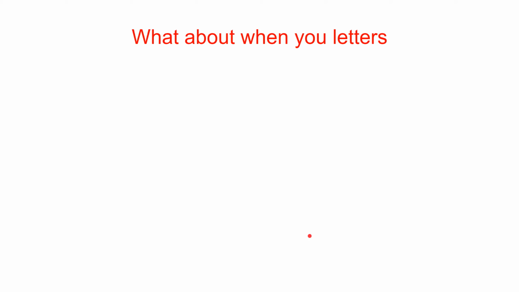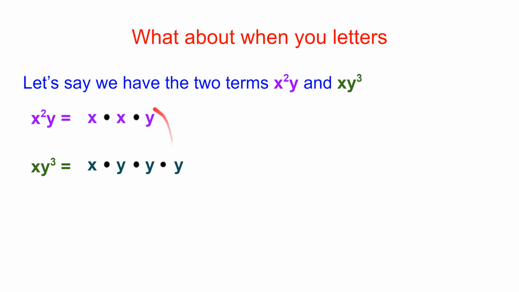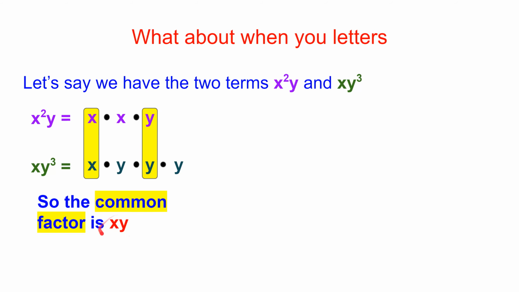Now what about if you have letters? Let's say I have x squared y, and x y to the power 3, or cubed. To break these down, x squared y is technically x times x times 1 y. What about the x times y to the 3? You can guess that it is x with 3 y's. Now the same idea that we did with the numbers, what's common? Well, we have one x, this one is common, and we have one y. So technically the x and the y are my common factor. So xy is my common factor.